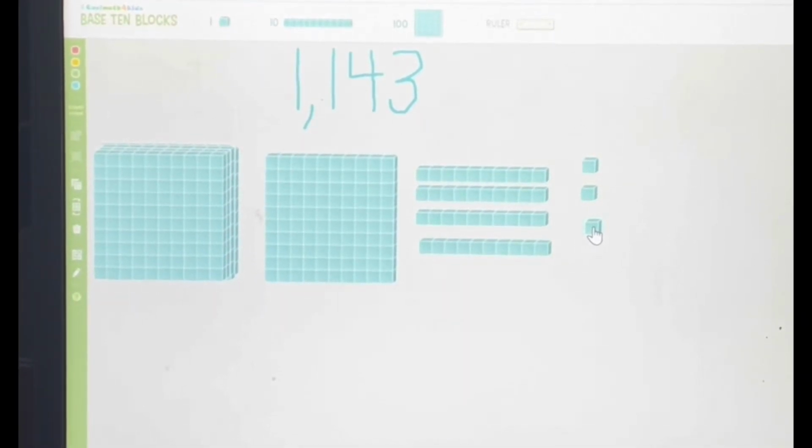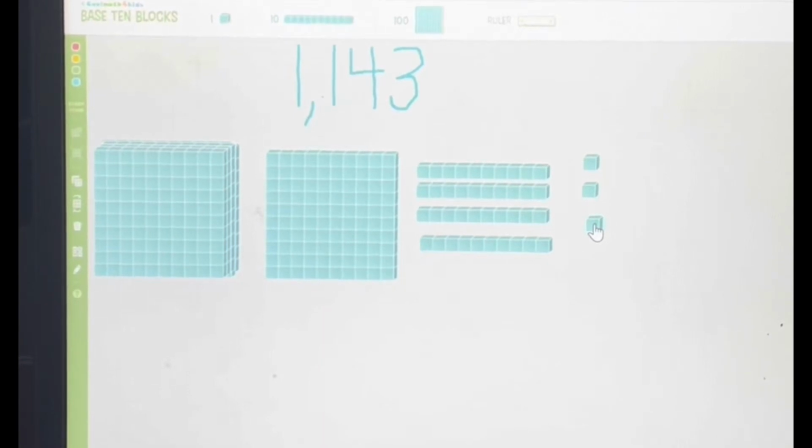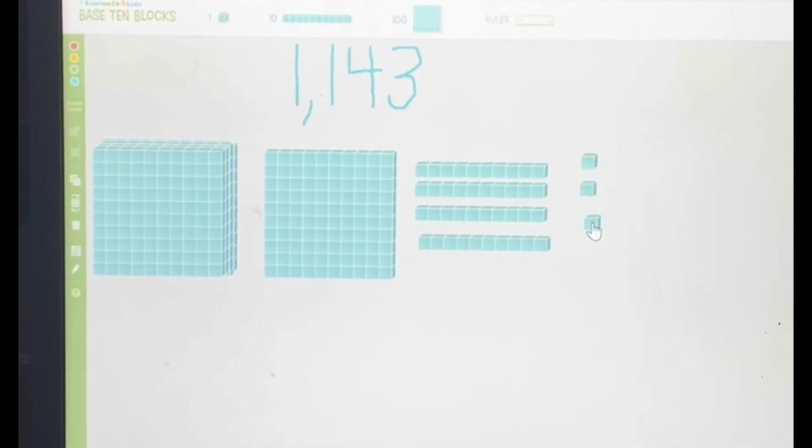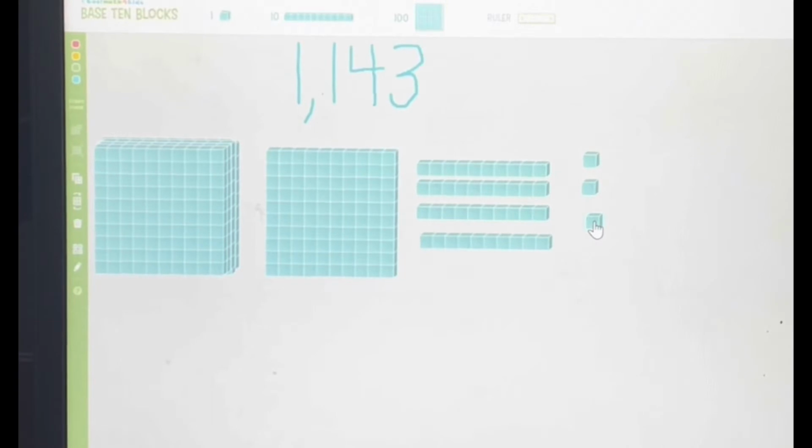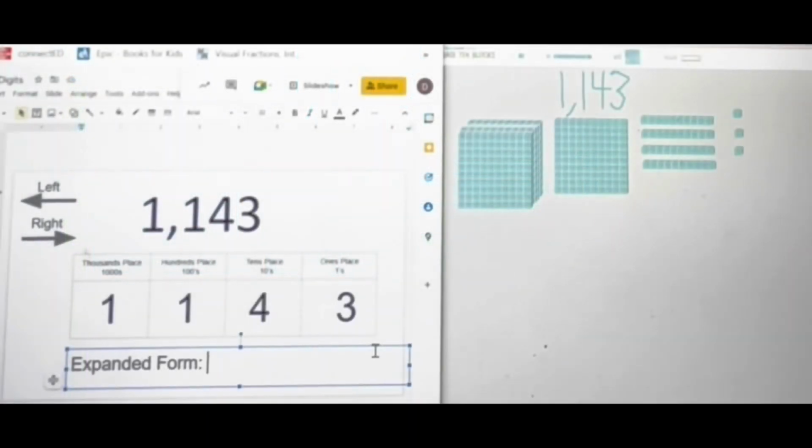For my last step, I am now going to write the number 1,143 in expanded notation. All right, so now I'm going to write the number 1,143 in expanded form. We've identified the digits in the thousands, hundreds, tens, and ones place, but just as a reminder, the digit in the thousands place is a 1, so that is equal to a value of 1,000.